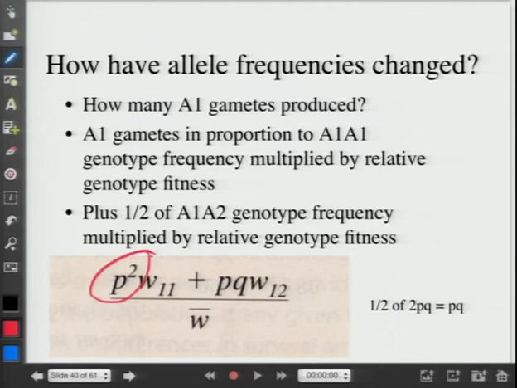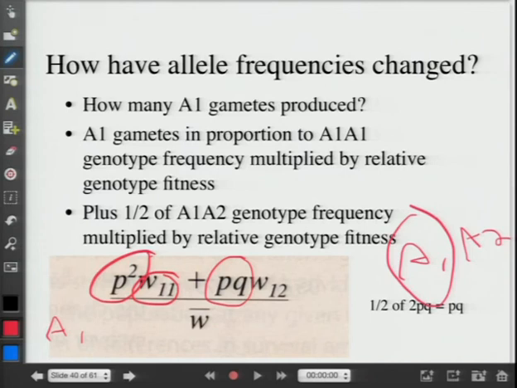So here's the frequency of individuals that produce only A1 gametes. And here's their fitness. PQ. PQ is half of 2PQ because heterozygotes produce A1 and A2 gametes. Half of their gametes are the ones we're interested in. So the frequency PQ is half of the frequency of heterozygotes, which is the frequency of production. Well, it's not the frequency of production. It's how many of those A1 gametes are, in a sense, locked up in heterozygotes. And their fitness is how good they are at transmitting those to future generations. So that's the production of the A1 allele into the gene pool.